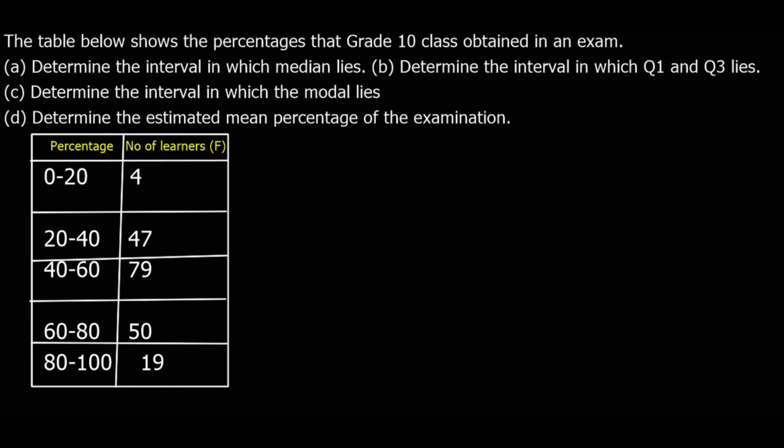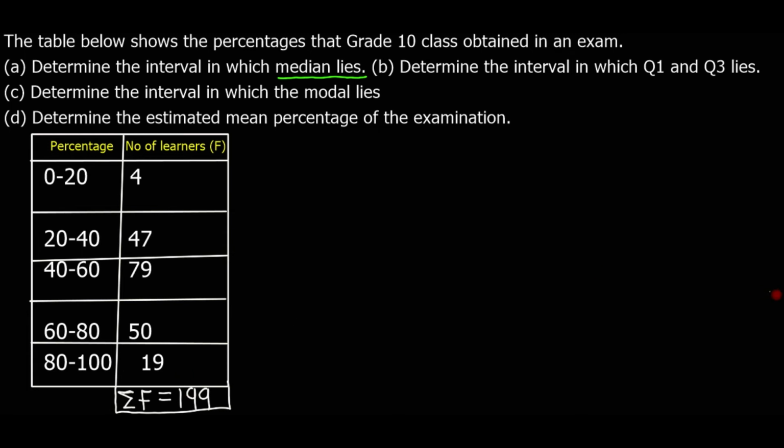Now our question here: determine the interval in which the median lies. Alright, so for the first thing we need to find the sum of the frequency. So we add all these frequencies. We get the sum 199. If we add 4 plus 47 plus 79 plus 50 plus 19, it will give 199.